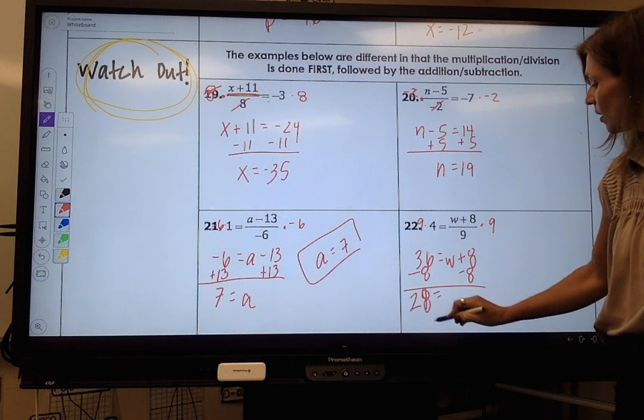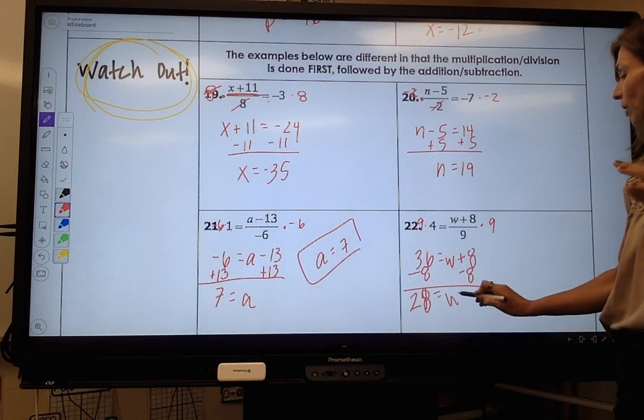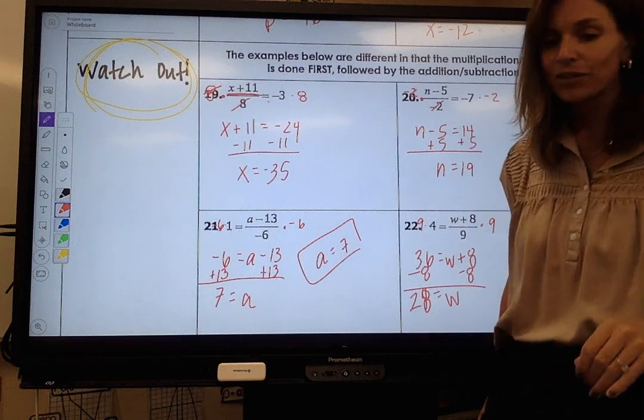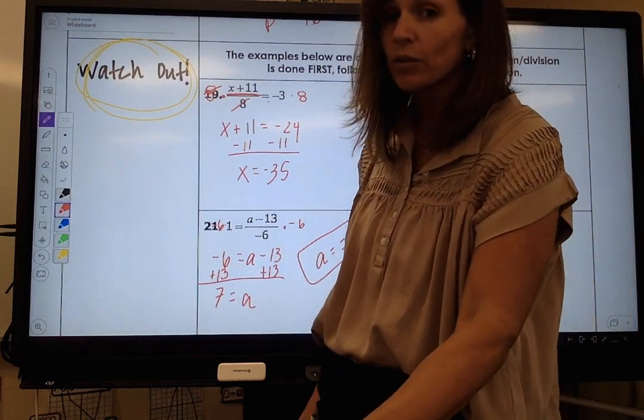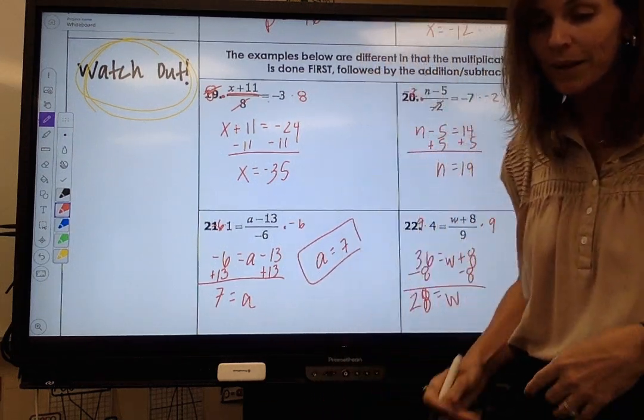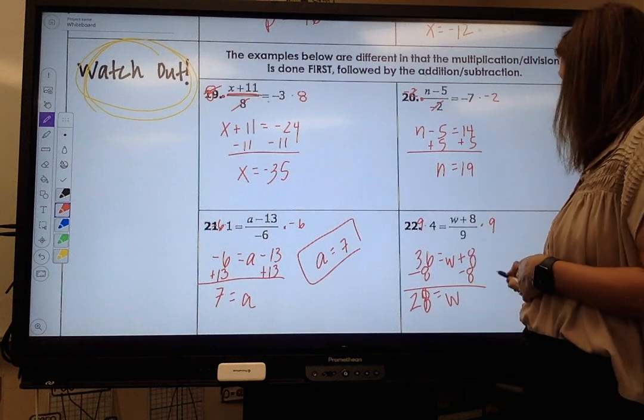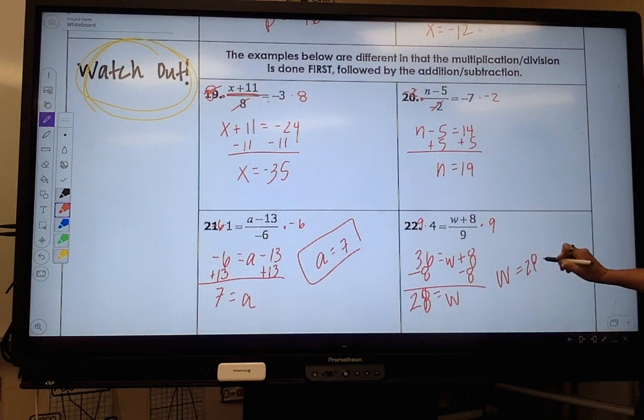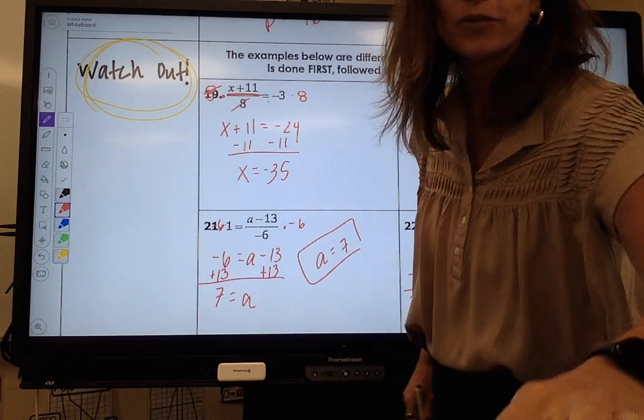I don't know what my problem is. 28 equals w, but are you going to give me that as your answer? Absolutely not. You are going to use what property? The symmetric property. That is right. So you're going to give me w equals 28. Okay, there it is for equations.